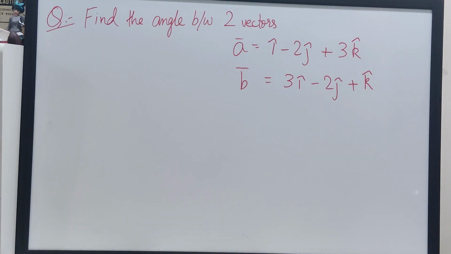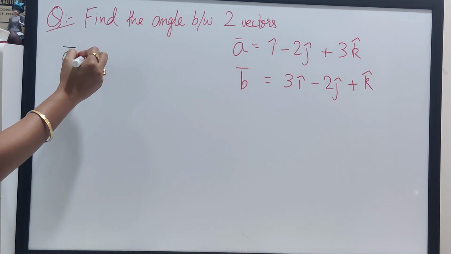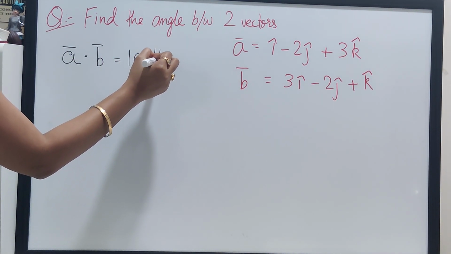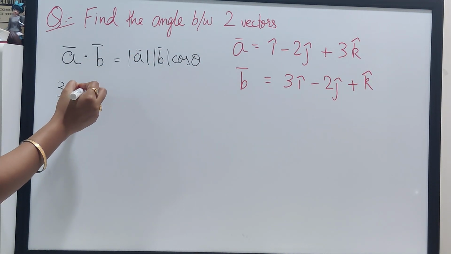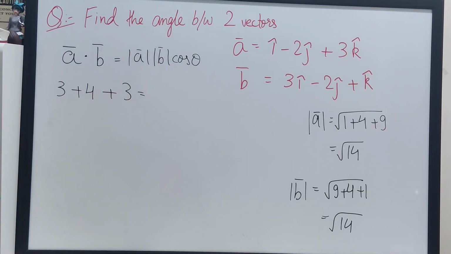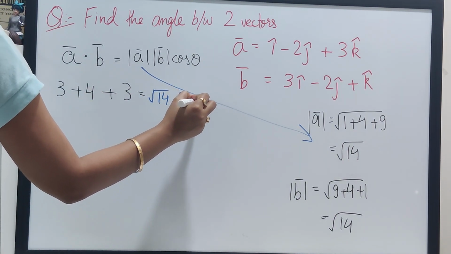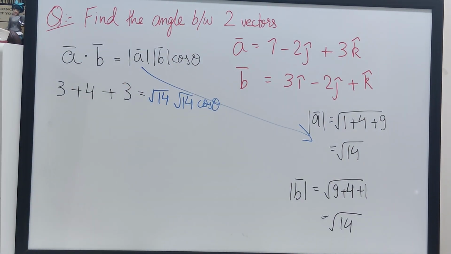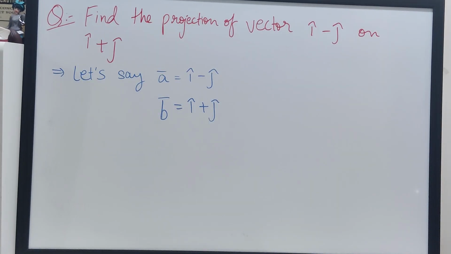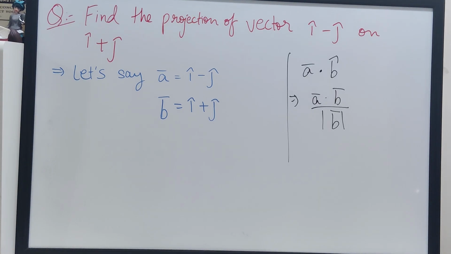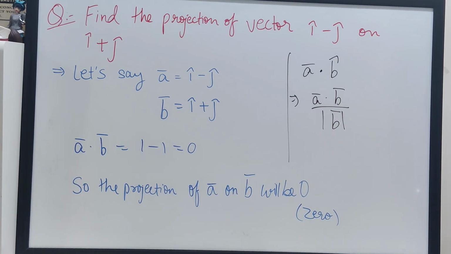Next question, find the angle between vectors A and B. Take the dot product. And the solution is cos inverse 5 by 7. Next question, find the projection of vector A on B. So we need to calculate the projection of A on B. So it will be vector A dot B cap, which can be further expanded to A dot B divided by |B|. Put the values and the projection will be 0.